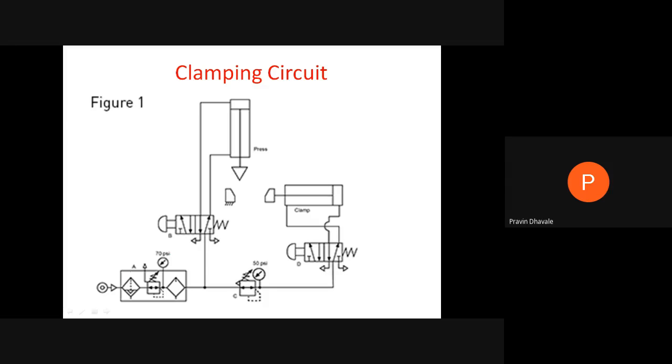See here. Now, air is coming from the compressor to the FRL unit. Then some part will be moving toward the upper cylinder and lower cylinder. Now this will be coming here, right? Now what is our aim? We are actuating this second position. Because of that, this connection is to be made, right?